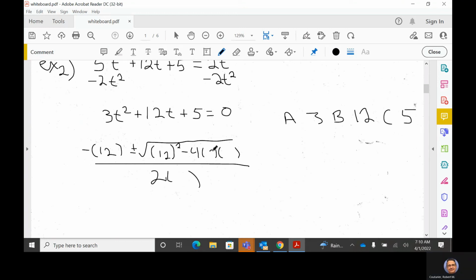12, 3, 3, and c is 5. Great. Our side work, b squared, so 12 squared is 144. Minus 4 times a times c. So negative 4 times 3 times 5. Negative 60. Great. Add them up.